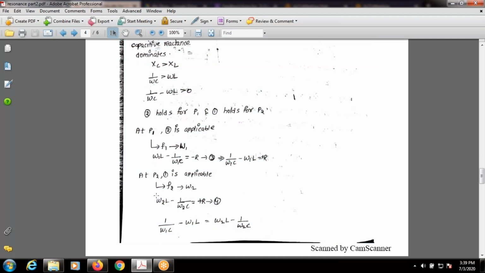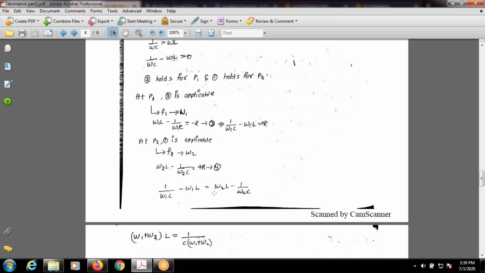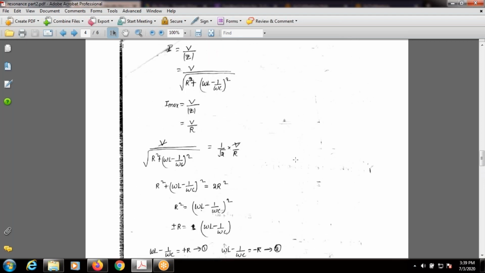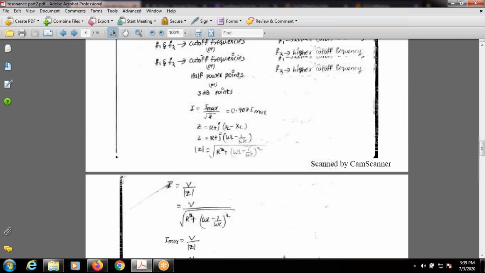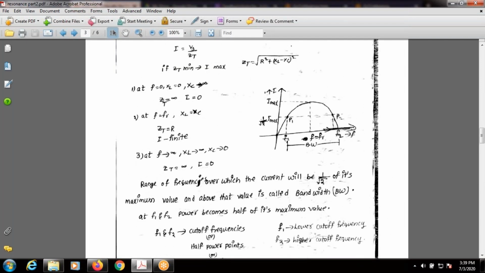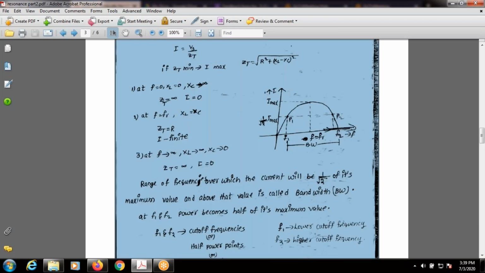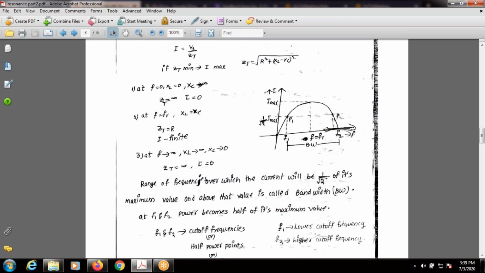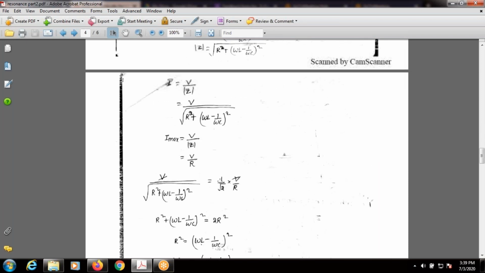Similarly, at F2, omega 2 L minus 1 by omega 2 C is equal to plus R. Right. Now these two are the same. Why? Because, okay, this is the graph. At F1, this amplitude is the same. Similarly, at F2, this amplitude is also the same.